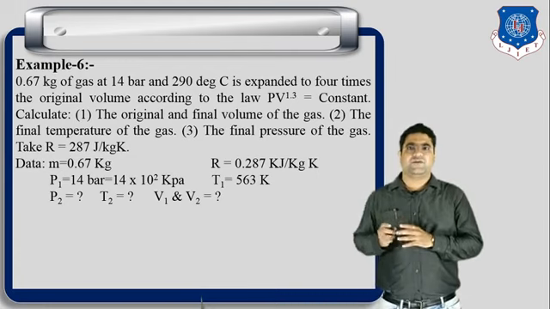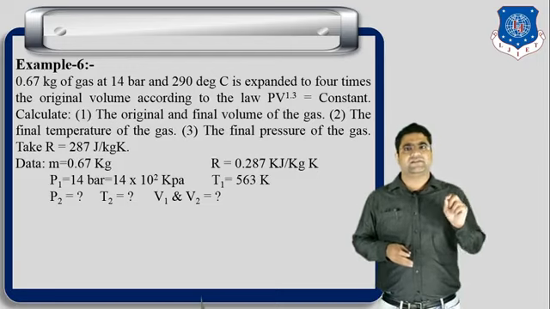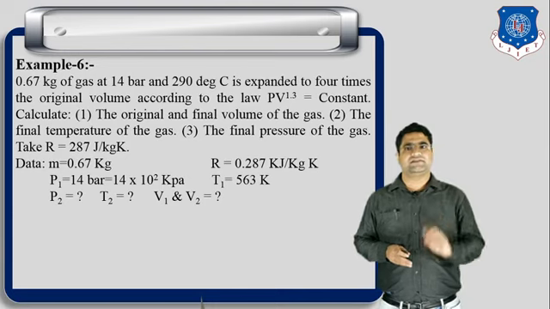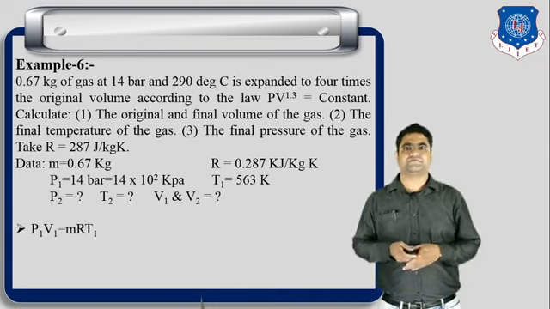Okay, now what do we have to calculate? Calculate the original and final volume of the gas. So we have to find V1 and V2. Next, we have to find the final temperature, that is T2, and the final pressure of the gas, that is P2. Okay, so let us start the calculation.